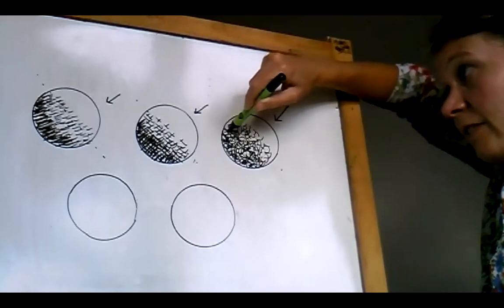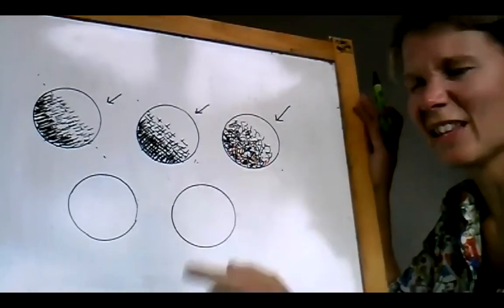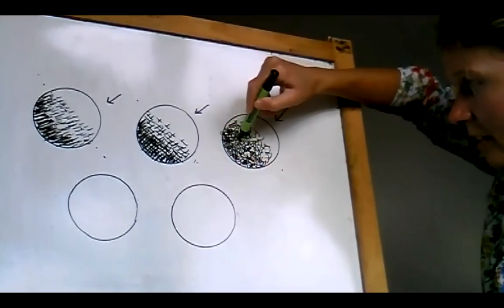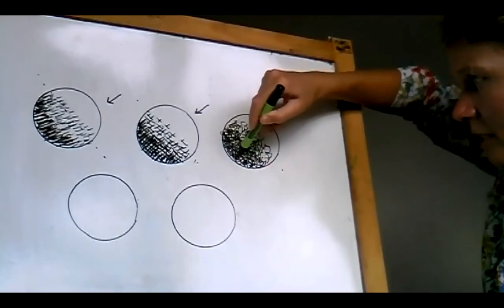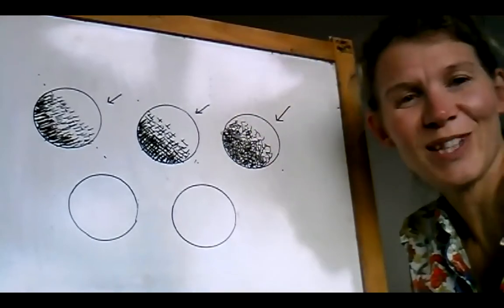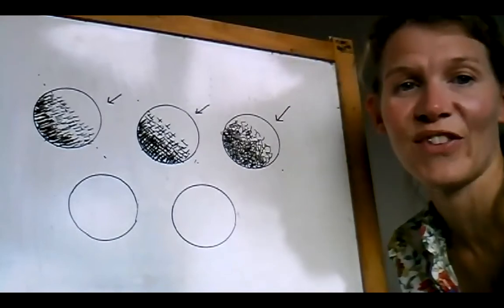How's that looking for you? Do you think mine needs to be a bit darker there? I think so. Oh, nearly went out of the lines then, doesn't matter though. There we go. Right, pause the video and carry on with your random hatching until you're happy with your sphere.